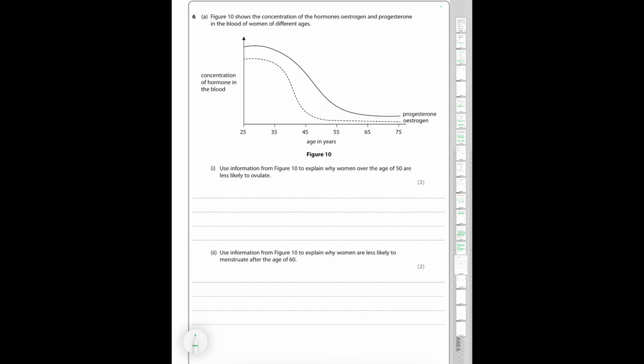Figure 10 shows the concentration of the hormones estrogen and progesterone in the bloodstream of women at different ages. So use the information from Figure 10 to explain why women over the age of 50 are less likely to ovulate. So if we look at the area of round about 50, we can see that the levels of estrogen are extremely low. And if the levels of estrogen are extremely low, there would not be a message going to the pituitary gland to release the luteinizing hormone. And it's the luteinizing hormone, the LH, that's needed for ovulation of the egg to occur.